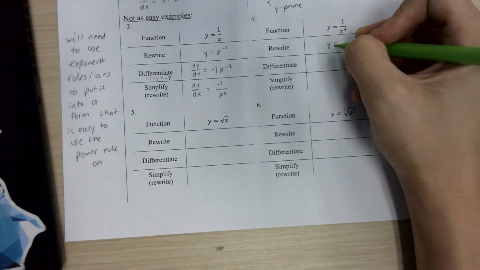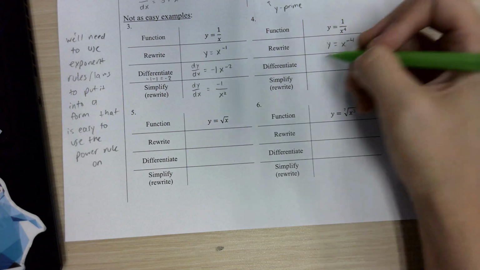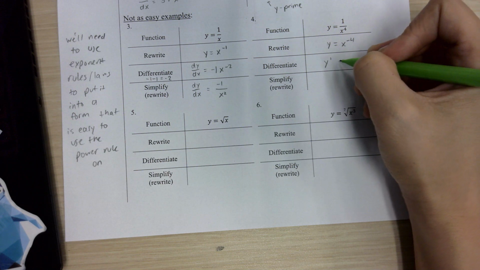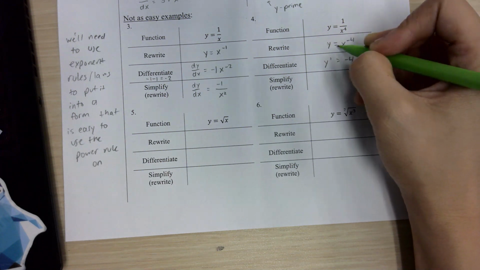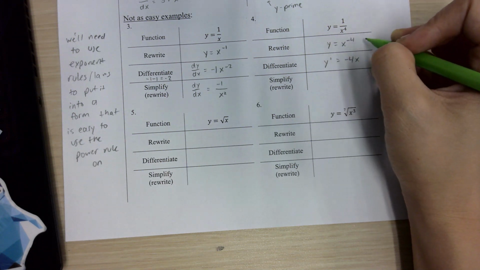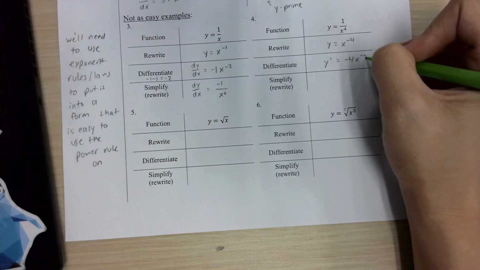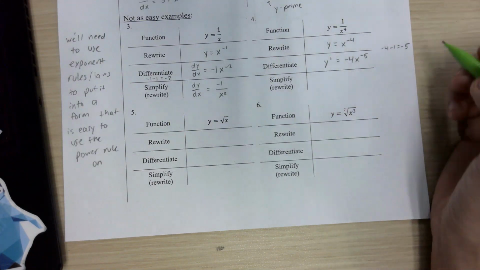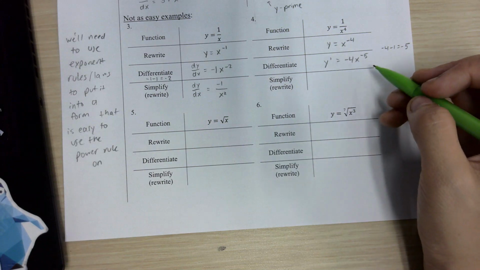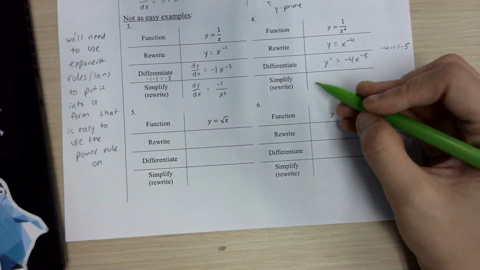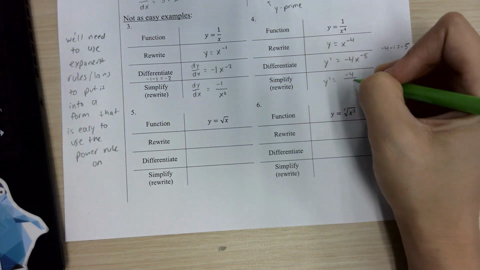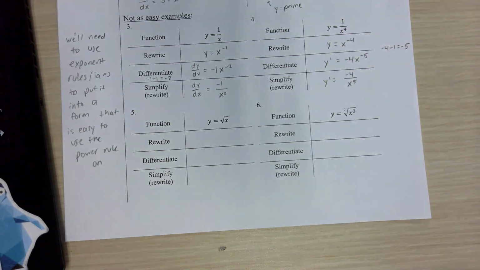We have y equals x to the negative 4. We're going to take the derivative. Let's use y prime this time. Y prime equals negative 4. We pull that in front, x, and then we minus 1. So negative 4 minus 1 is negative 5. Right, I'll put that over here. Negative 4 minus 1 equals negative 5. And then we're going to rewrite it so it looks nice. Y prime equals negative 4 on top, x to the 5th on the bottom.